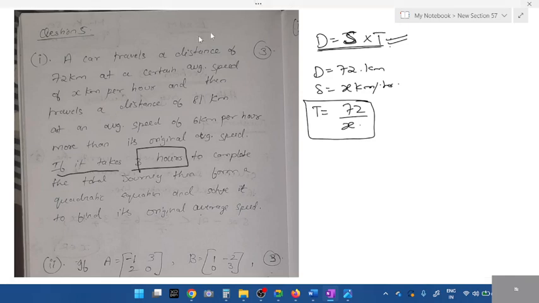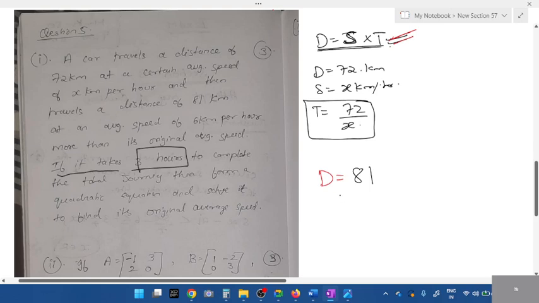Even those who don't know, just follow this logic, students. First, write the formula: distance is speed into time. Read the question, take the first distance. Next, is the distance changed or does it remain the same? Then he travels a distance of 81. It is changed. In some questions it will remain the same.